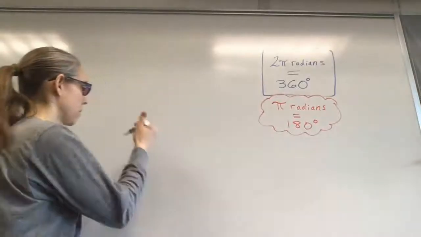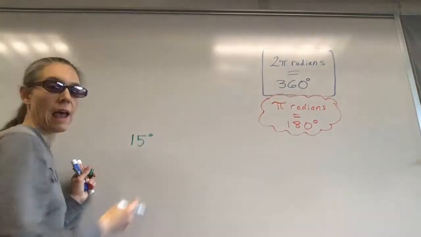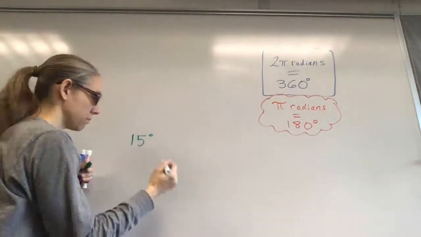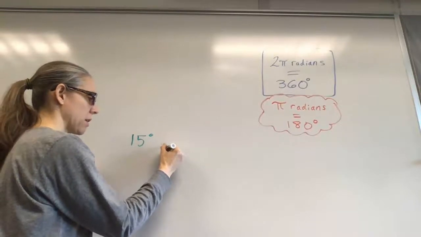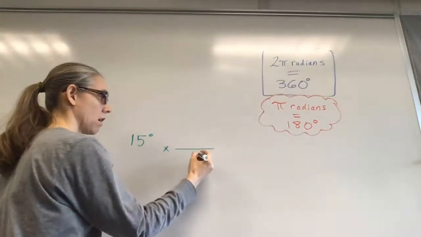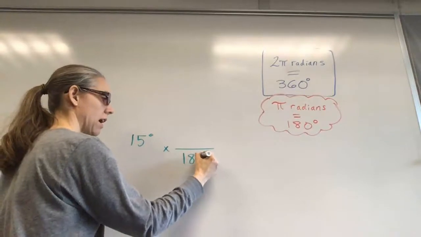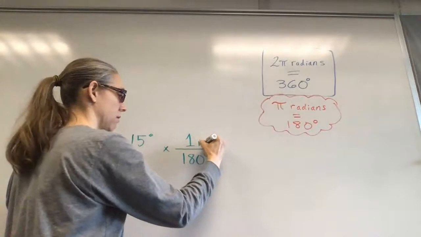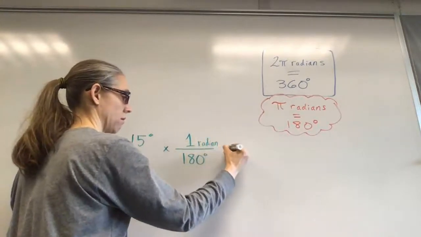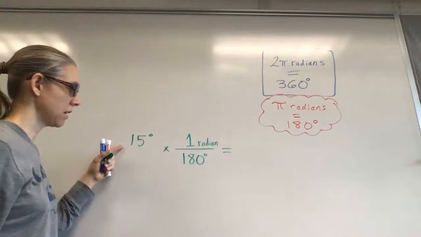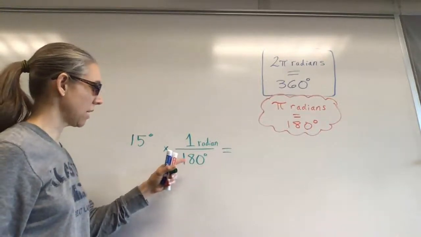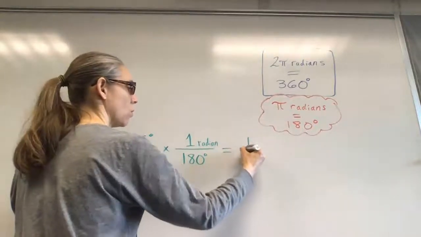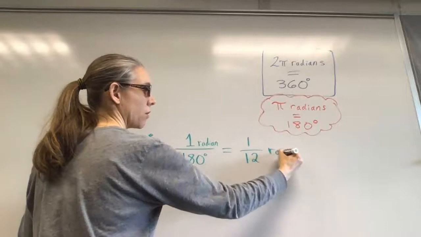if you have 15 degrees and you want to convert 15 degrees to radians, you simply multiply by the unit multiplier. There are 180 degrees in 1 radian. So 15 goes into 180 how many times? 12 times. So this reduces to 1/12 of a radian.